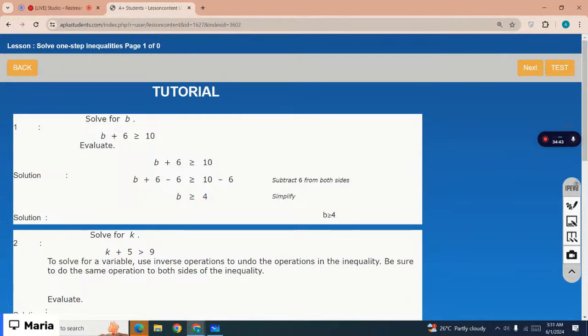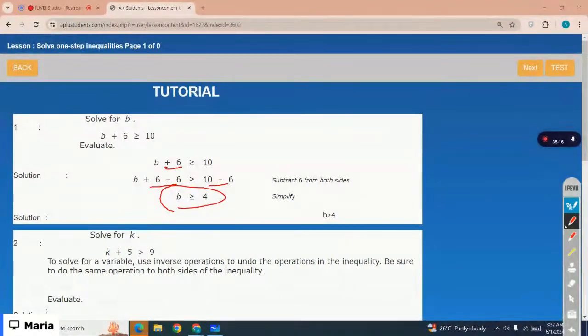So you need to isolate the variable b. That means you need to shift that 6 to the other side. So you have to do the reverse operations, inverse operations, right? 6 is added to b, so you need to subtract 6 from both sides, right? That would be 6 minus 6 is 0 and 10 minus 6 is 4. So the correct option is b is greater than or equal to 4. That's exactly the same as how we solve equations, right? Inequality. Let's just start with the test questions.